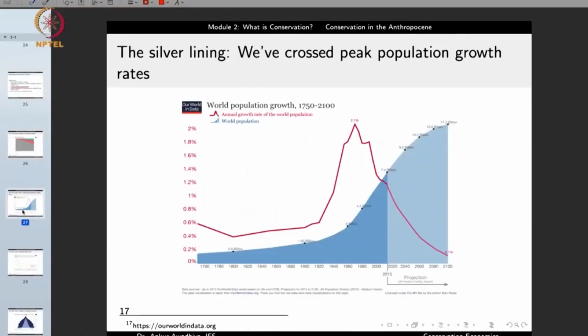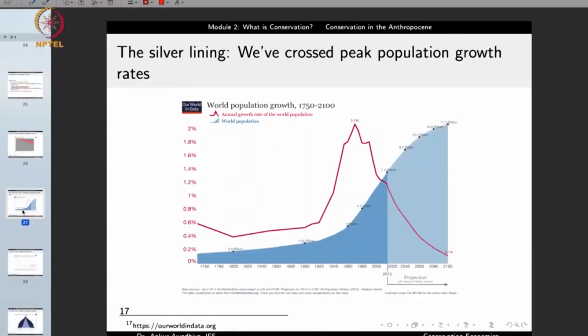Another silver lining is that the rate of population growth has already peaked. So we are now in a stage where the rate of population growth is decreasing with time. Even though our populations have been increasing, the rate of increase has now gone down, and it is now going down very quickly. In a short period of time, we might even move to a stage of a stable population. If we look at the population growth, we can see that this is an S-shaped curve, and in this S-shaped curve, we are currently in the middle.